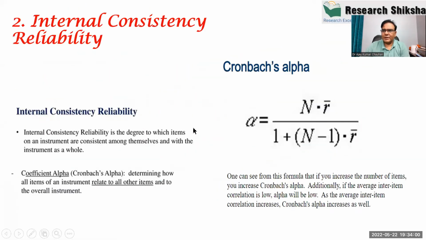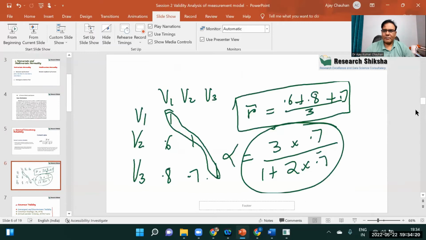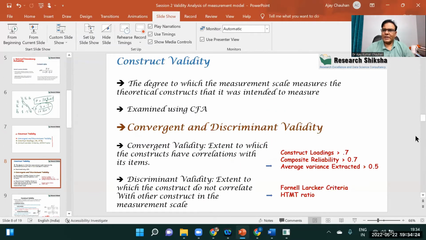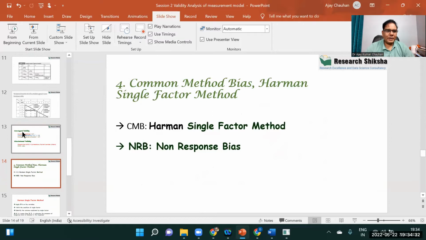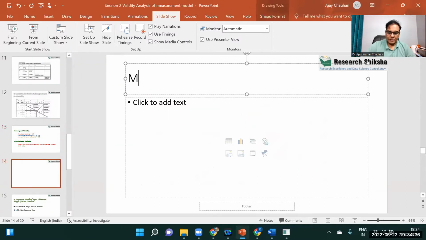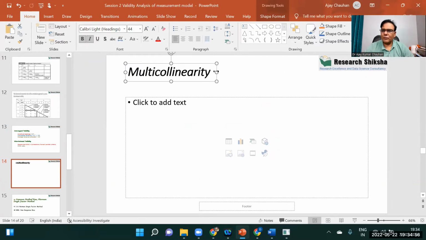So far, today we have discussed the normality, we have discussed the reliability, Cronbach alpha, we have discussed the construct validity, all these things. Now we are moving to common method bias. But before moving to the common method bias, one thing I am going to include. That is called multicollinearity, because many questions are coming for multicollinearity. So before going to the common method bias, I'm just adding a new slide. Because nowadays I have seen many people are asking whether your data is suffering from multicollinearity problem or not. So today I'm showing you how we can check the multicollinearity and how we can correct it.